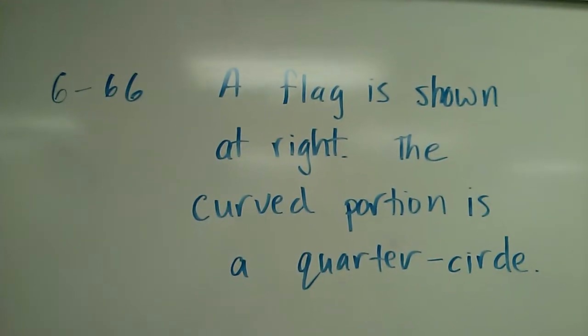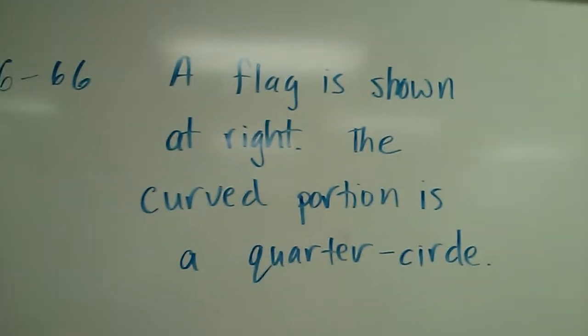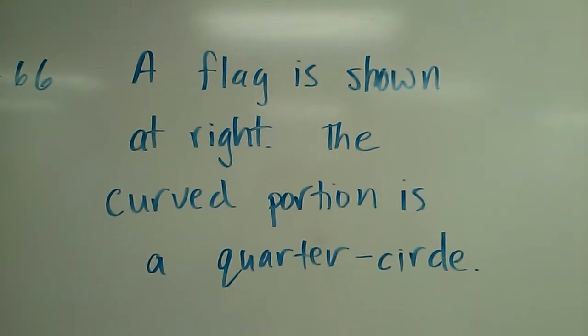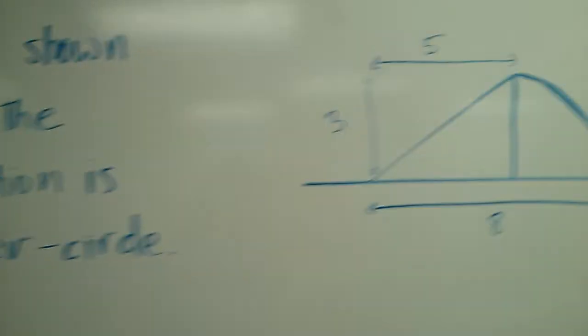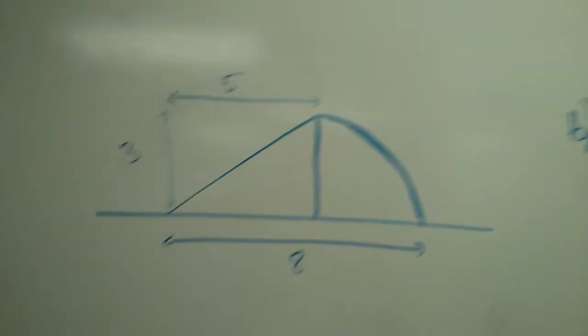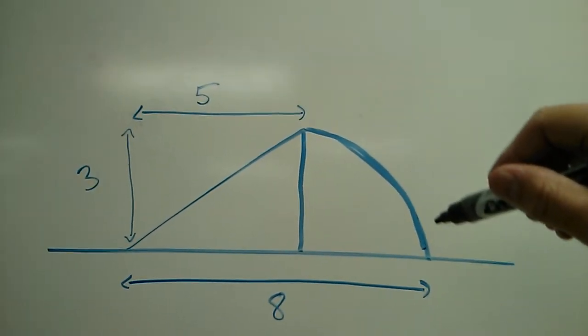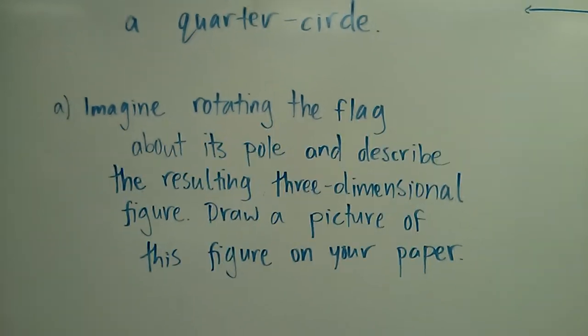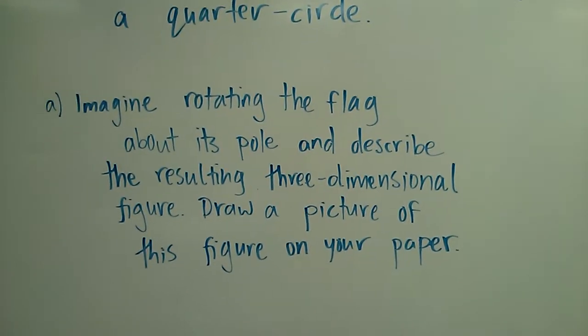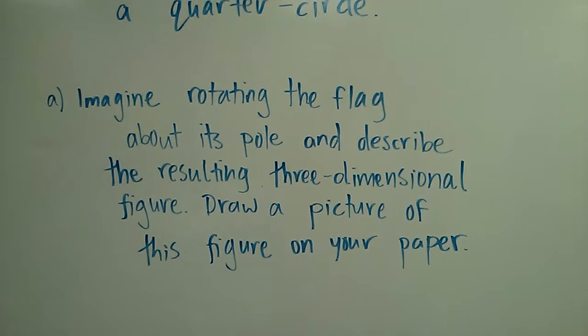This is CPM Calculus Chapter 6, number 66. So the flag is shown at right. The curved portion is a quarter circle. So here's a flag, and this curved portion here is a quarter circle. Part A says, imagine rotating the flag about its pole and describe the resulting three-dimensional figure.